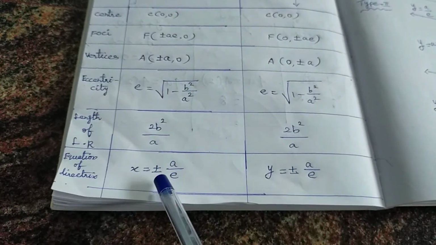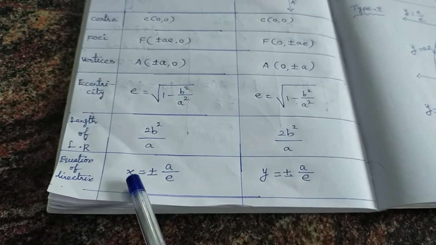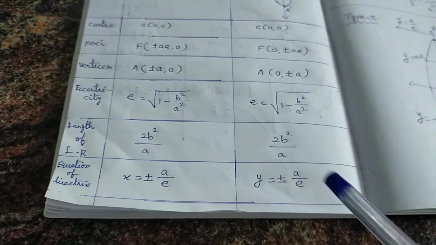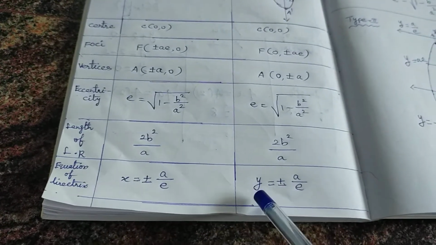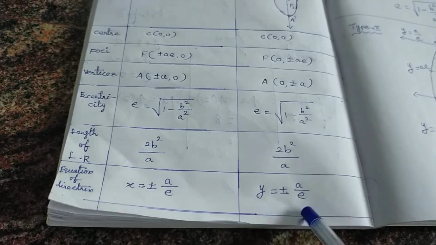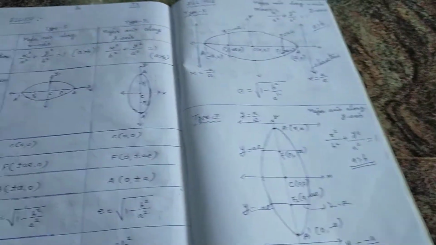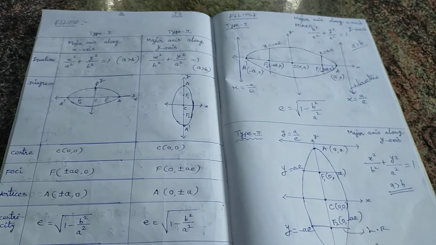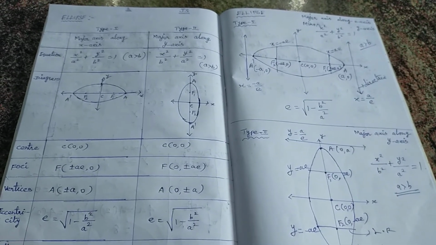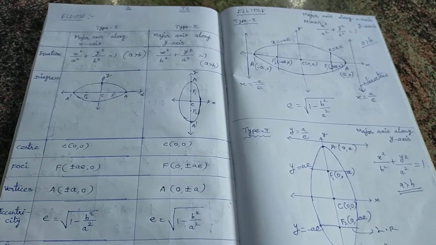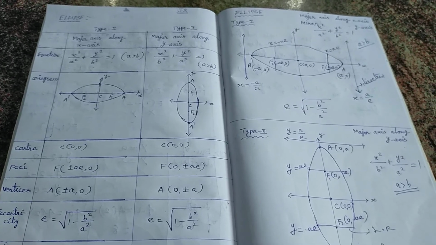Equation of directrices, there are two directrices. So x is equal to plus or minus a by e. For the y-axis case, y equal to plus or minus a by e. Can you understand children? Okay. Again and again you see this video and learn the concept clearly. After that you enter the problems.